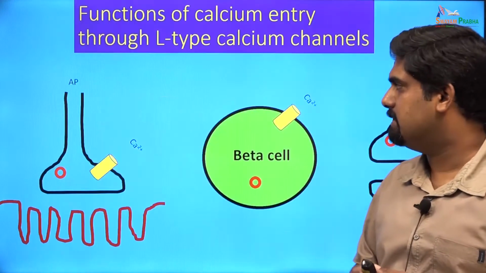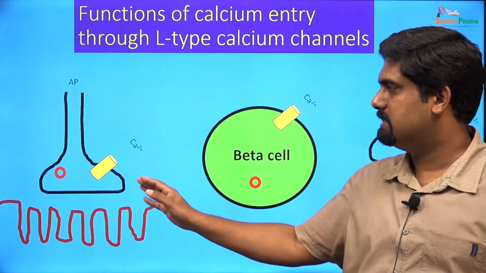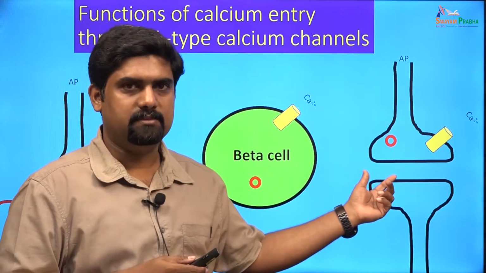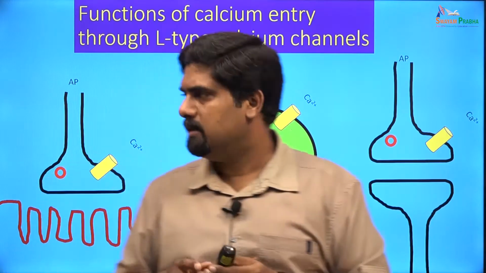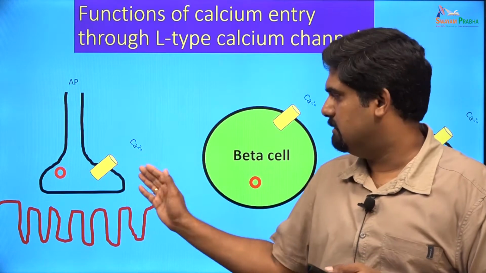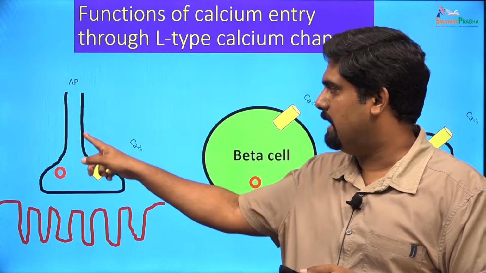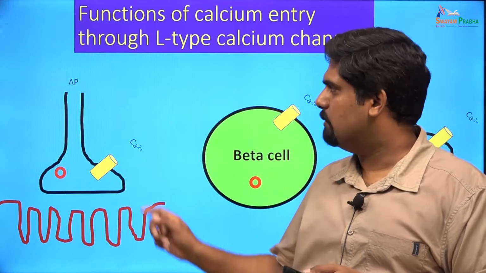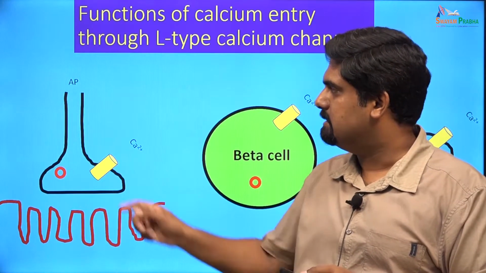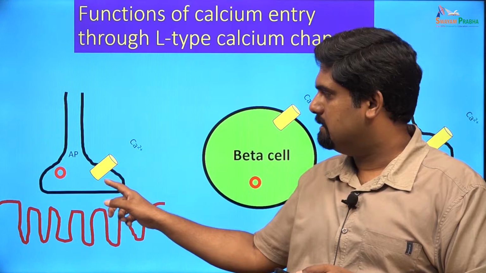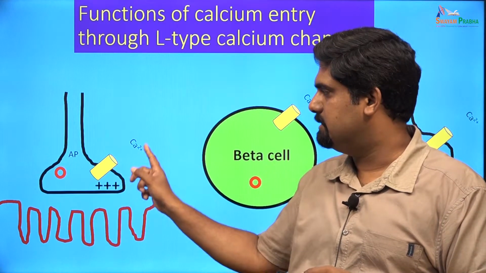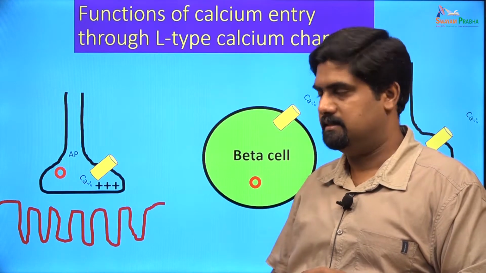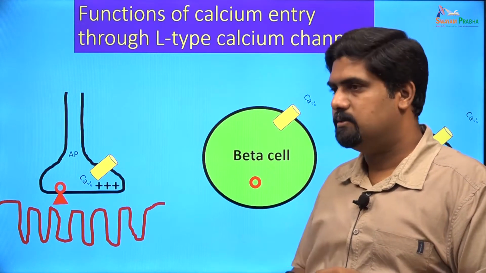Now L-type calcium channels are also present in the neuromuscular junction, in the beta cells, and also in the neuronal synapses. So now let's see what their function is in the neuromuscular junction. This is the axon terminal, this is the motor end plate. When the action potential reaches the nerve terminal, there is depolarization of the nerve terminal, leading to the influx of calcium, and there is exocytosis of vesicles containing acetylcholine, and that will lead to muscle contraction.